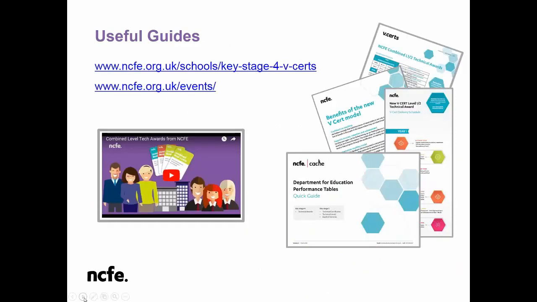And we also have a series of useful guides. So we've got two links there which take you to the two main web pages on our website, which has a host of materials and resources, such as our performance table quick guide, our delivery guides, our benefits fact sheets. We've got our new model fact sheets, the synoptic project fact sheet to explain the changes that we've made. And we've got a lot more support resources which are also coming as we currently develop them. And there's a nice video there for you to watch as well, which also explains our new combined Level 1, Level 2 Tech Awards.